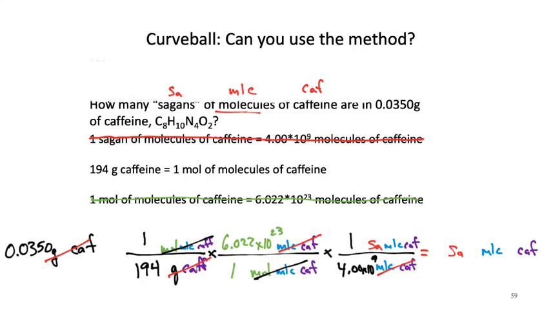All the units that I don't want cancel out, and I'd be left with seconds of molecules of caffeine. Now what do I do? Now I can do a bunch of math with the calculator. What's the safest way to do that? Take everything in the numerator, multiply it out.